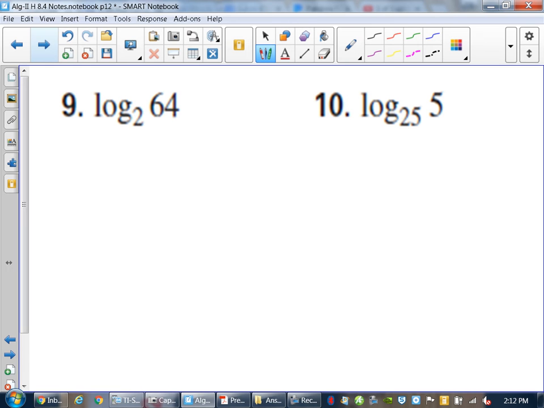Let's try these two. Log base 2 of 64, I'm going to simplify that. In order to simplify that, we need to do a base change. To get rid of the logarithm, I need to figure out a way to rewrite 64 as a base 2. 2 to what power is 64? 2 squared is 4, 2 to the 4th would be 16, 5 is 32. 6, we'll get there eventually.